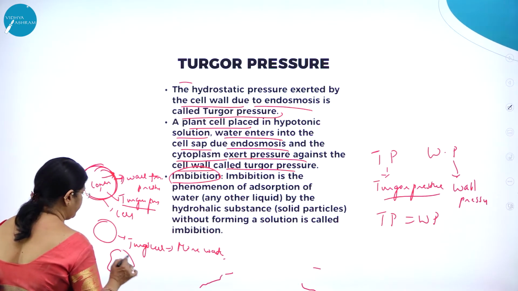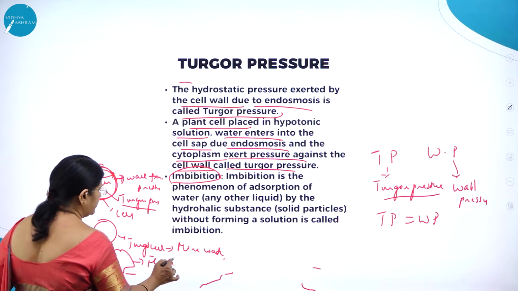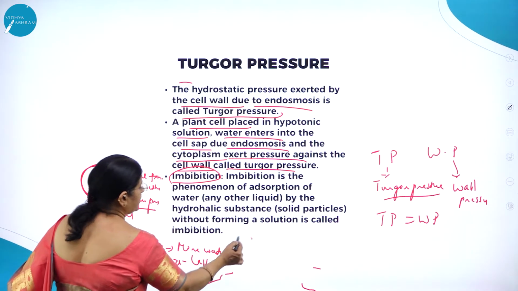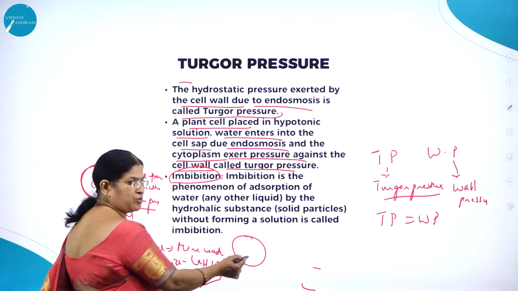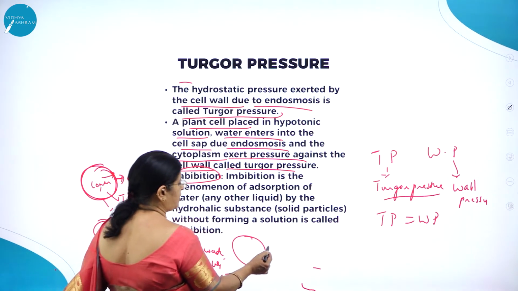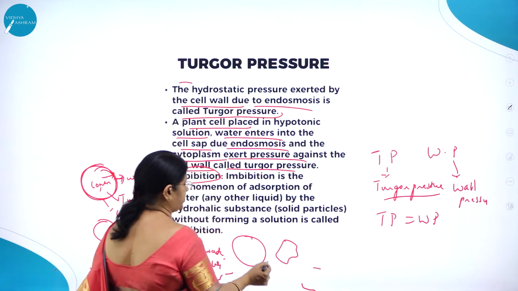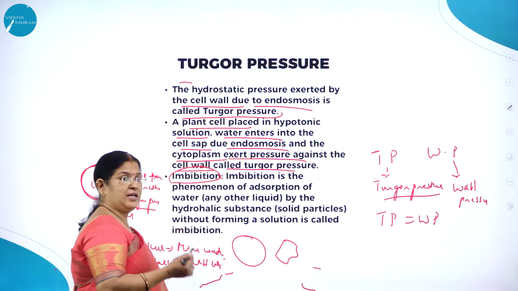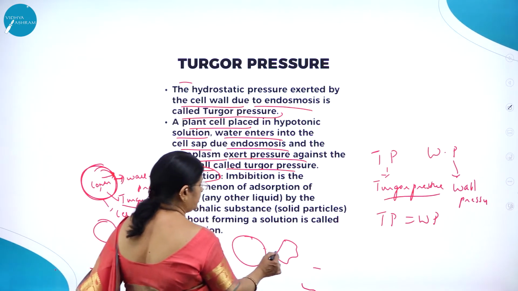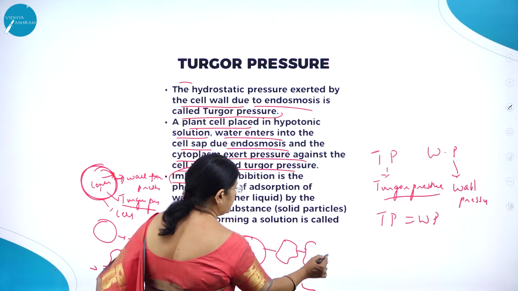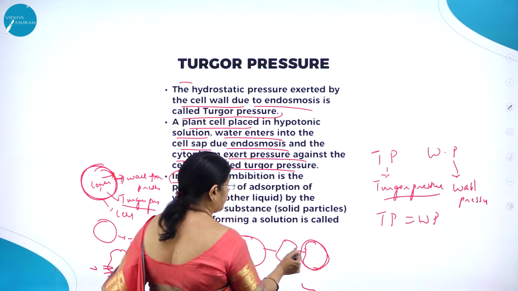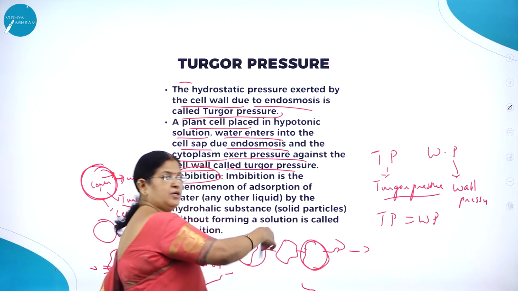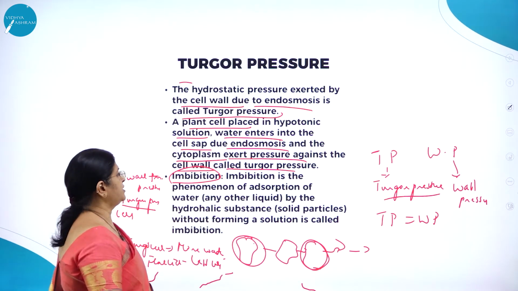And this is called a flaccid cell, a cell having less water. So when all the water from the cell moves out, it will become like this. So this is called a turgid cell, and this is called a flaccid cell. A turgid cell will have more water, a flaccid cell will have less water. So now this will become turgid, and this will become flaccid. Like this, it moves on.